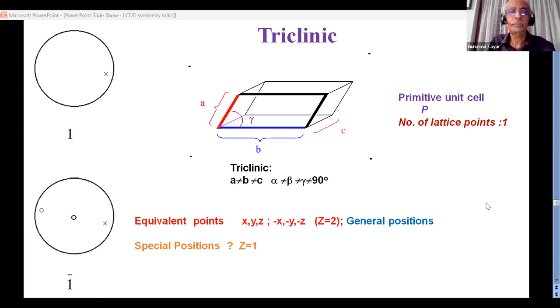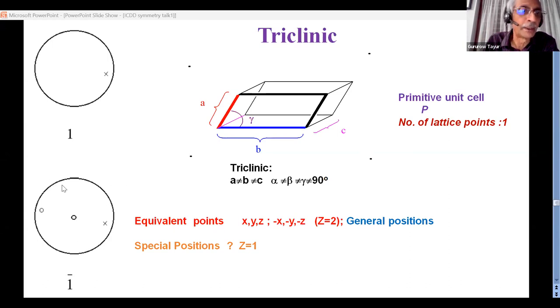Okay, all right. See, I put special positions and a question mark. Let me take this diagram. I think that will be easier. So if you look at these possible equivalent points in this space group P1 bar, x, y, z and x bar, y bar, z bar are related to each other. So we said that if we sit here, we generate that point. If we sit there, we generate this point. And that applies to all the points in this space, as we already discussed.